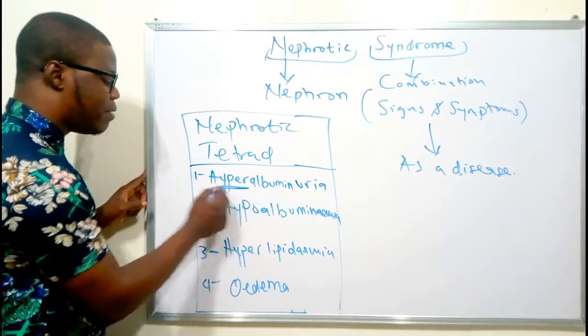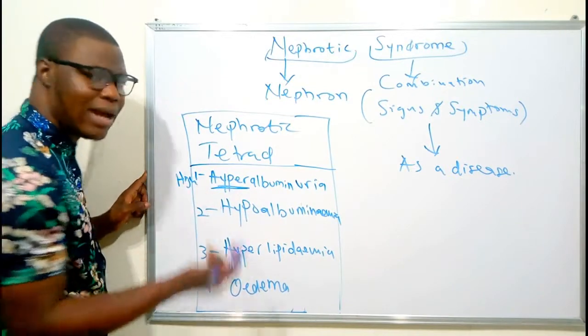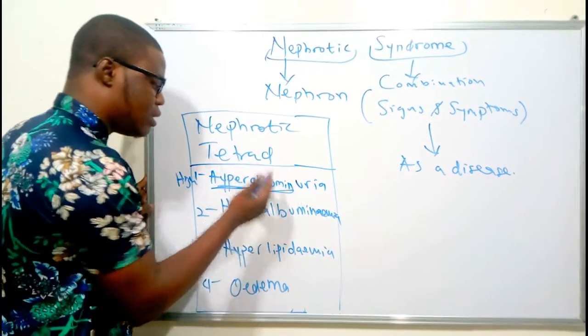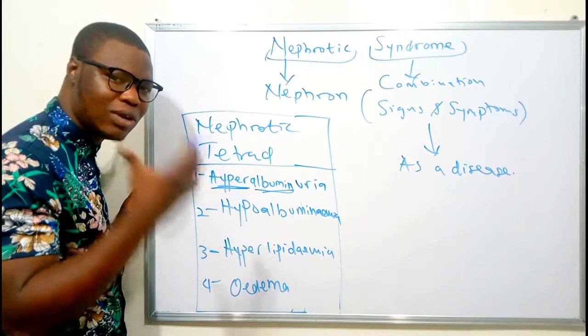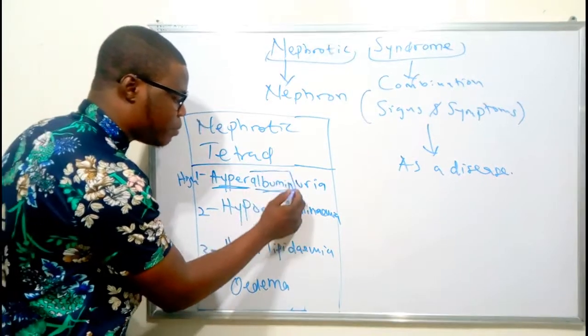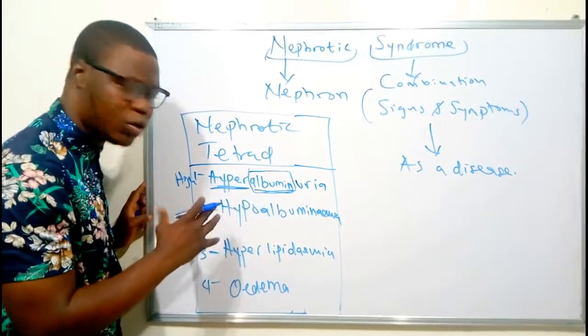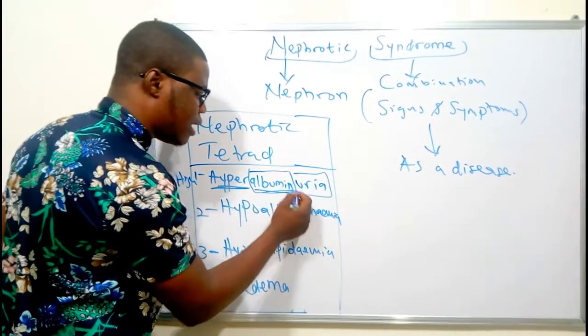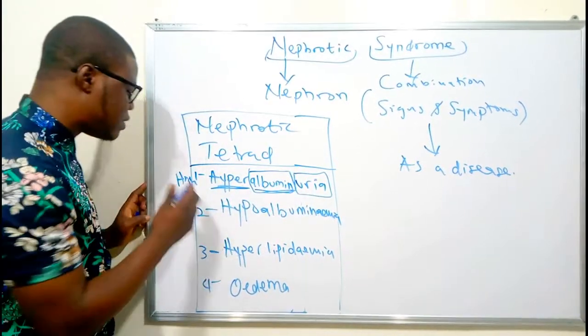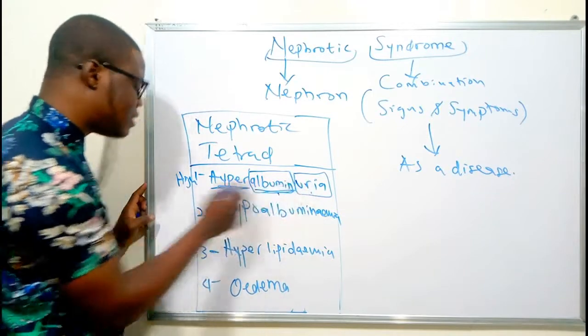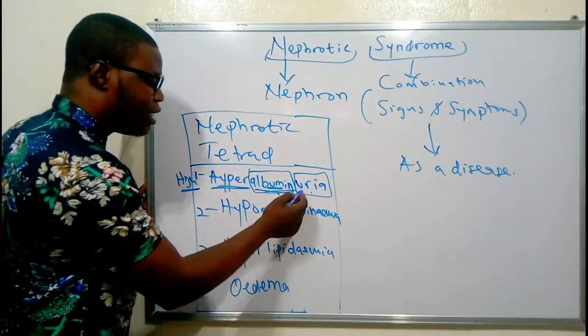So what is the meaning? The word hyper means high level of something. So albumin denotes that plasma protein known as albumin. What is albumin? I'm going to be talking about that after clearing this board. Now, what is the meaning of uria? Uria denotes urine. So if you say hyperalbuminuria, it means high level of albumin in urine.